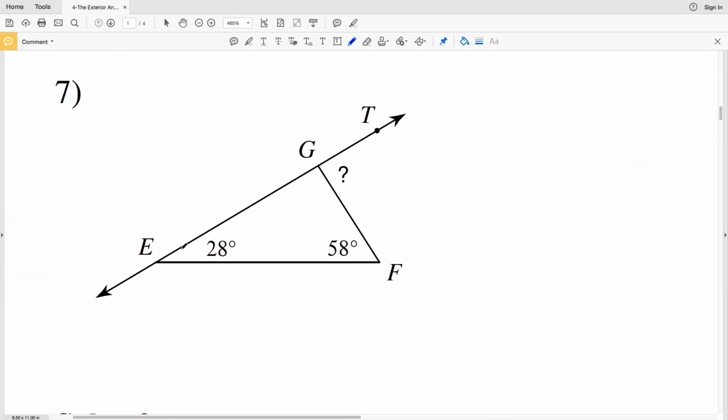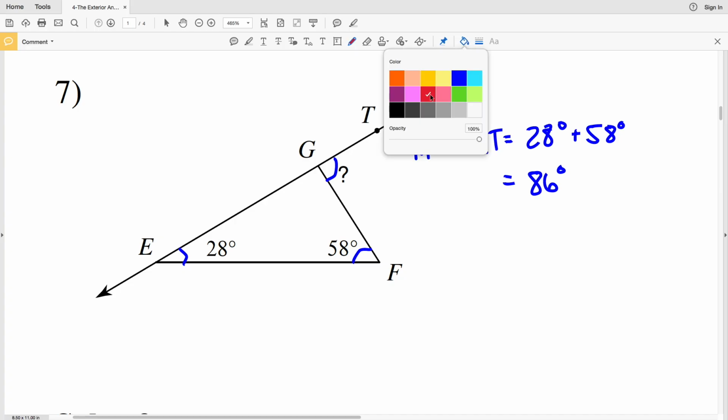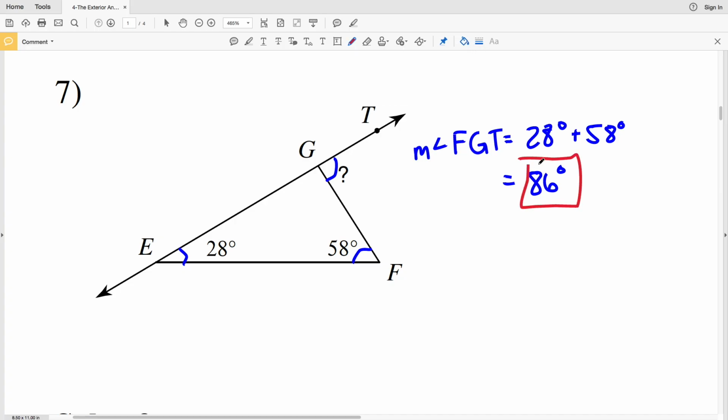And number 7, E plus F is going to equal FGT. So the measure of angle FGT, which is my exterior angle, equals the measure of my two interior angles that are not adjacent. So 28 degrees plus 58 degrees. 28 degrees plus 58 degrees equals 86 degrees. So 86 degrees is my solution in number 7.